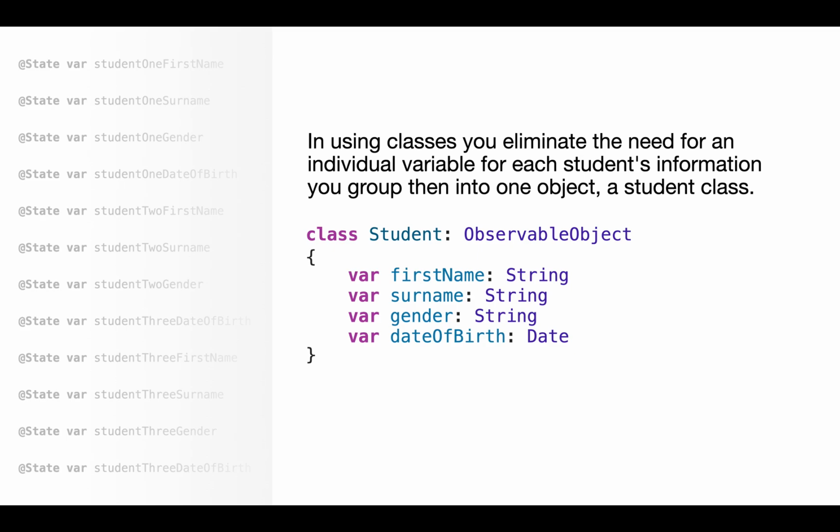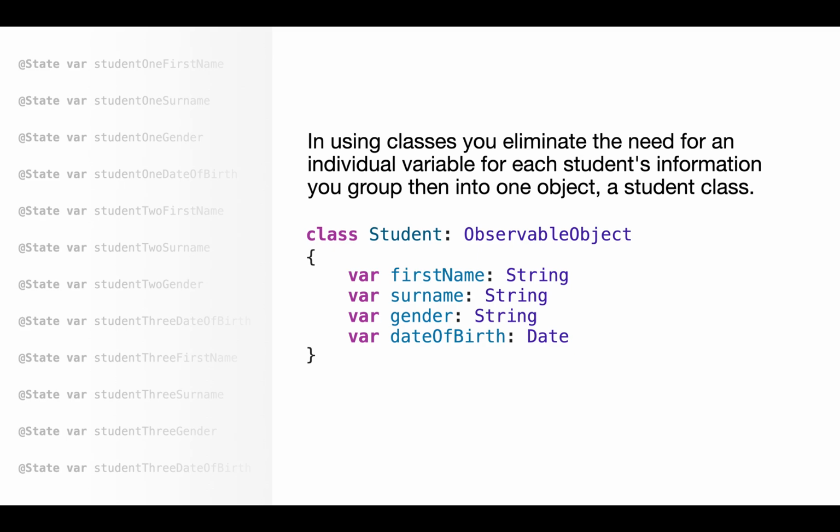And student will be an observable object. And that will actually allow it to be the equivalent of a state variable. So when I create a student and we give them a first name, surname, and a gender, they will be able to be used as a state variable that will update the view when it is changed. So if I change the first name or I change the surname, the view will be automatically updated. So that's an observable object.